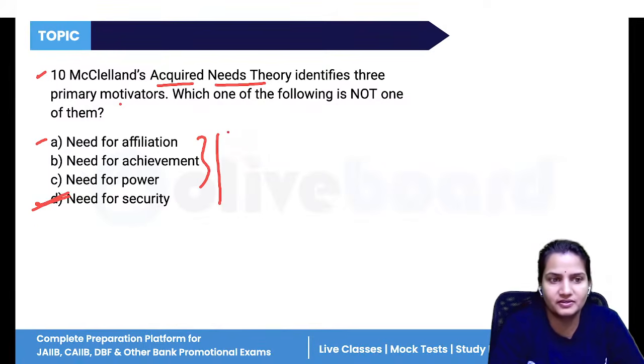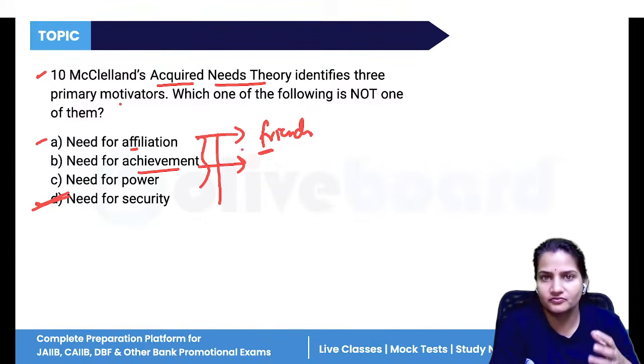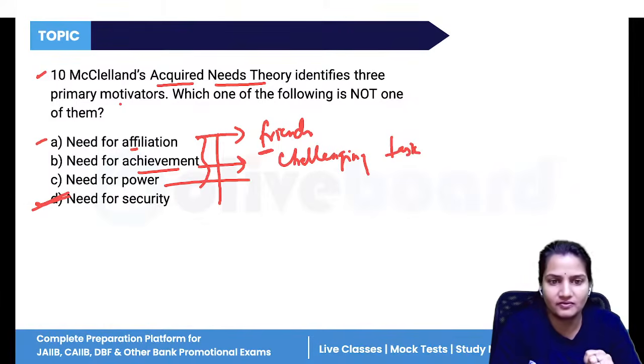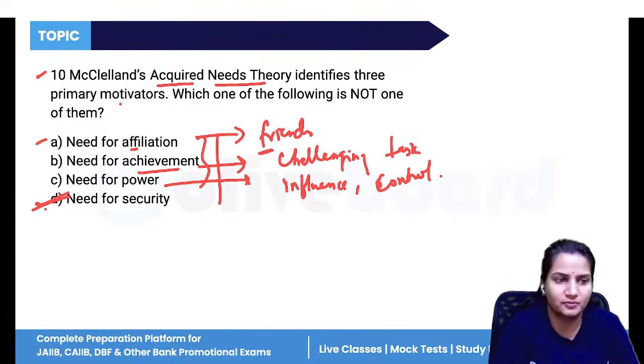Now, affiliation means what? Affiliation means where you are connecting with people, making friends. As I told you, F stands for friends, F is affiliation. Achievement is the sort of need where an individual wants to do challenging tasks. They prefer tougher tasks rather than easy tasks. And need for power is where individuals want to influence other people. They can control other people's lives. That is need for power.